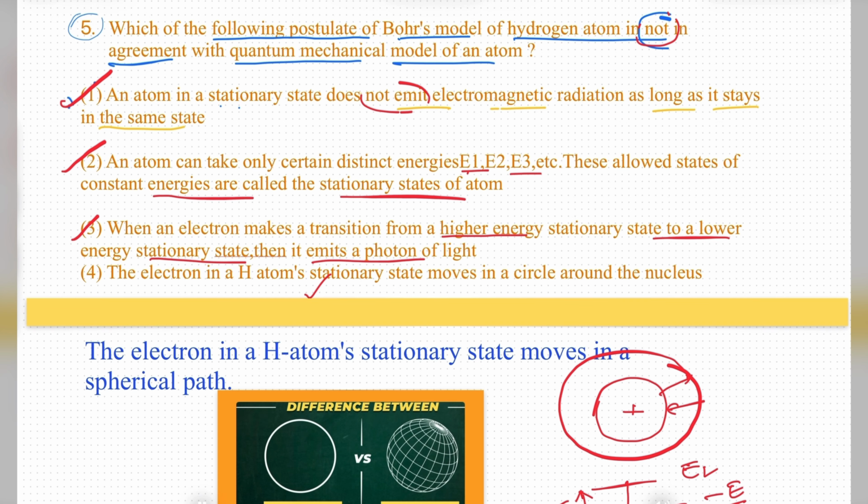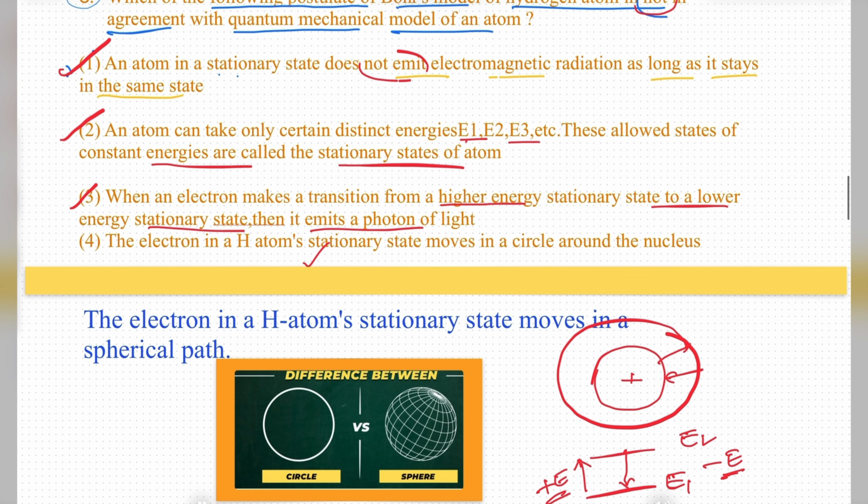Now come to the fourth point, a very important one: the electron in an atom's stationary state moves in a circular path around the nucleus. Yes, this is a very important point. While seeing this question, you can think the circular path is correct, this also seems right, and there is no obviously wrong option. But this is actually the answer. This is not in good agreement.